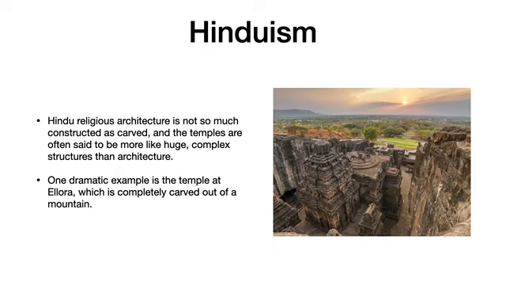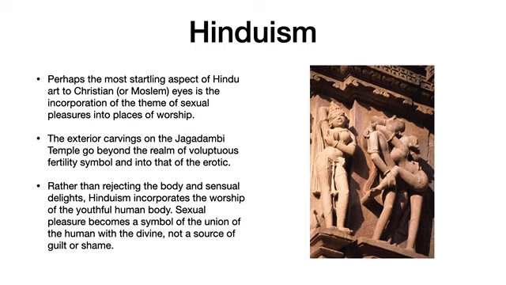Hindu religious architecture is not so much constructed as carved, and the temples are often said to be more like huge, complex sculptures than architecture. One dramatic example is the Temple of Ellora, which is completely carved out of a mountain. Perhaps the most startling aspect of Hindu art to Christian or Muslim eyes is the incorporation of the theme of sexual pleasures into places of worship.